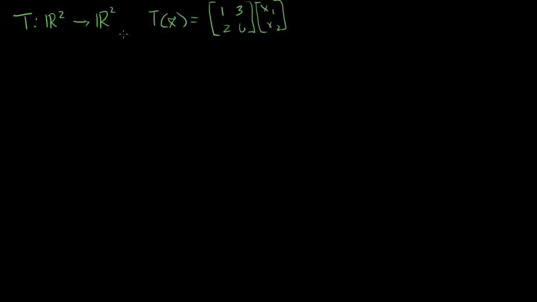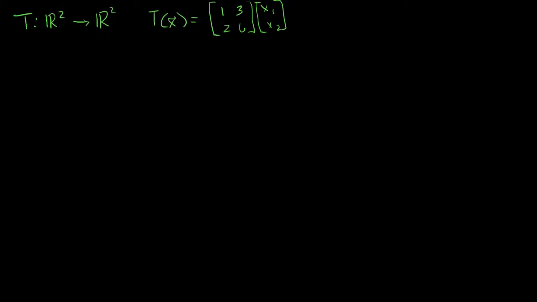Let's say I have some transformation from R2 to R2, and it's essentially just a multiplication times a matrix. We know that all linear transformations can be expressed as a multiplication of a matrix. But this one is equal to the matrix 1, 3, 2, 6 times whatever vector you give me in my domain, x1, x2.